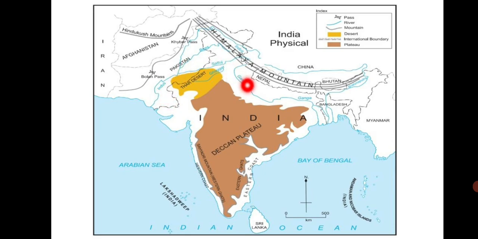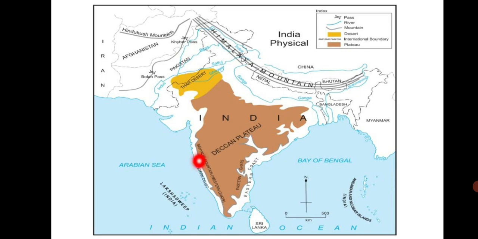Indus, Ganga and Brahmaputra. Okay. Then you're going to learn about the Thar Desert, which is located here. Fourth, the Deccan Plateau, which is here. This is the Deccan Plateau in brown color. Fifth, we are going to learn about the coastal regions.